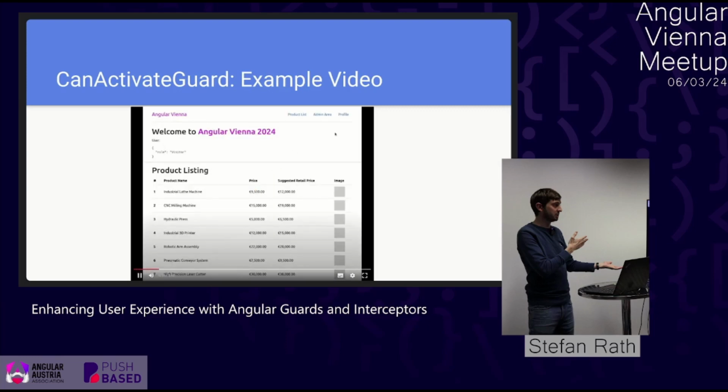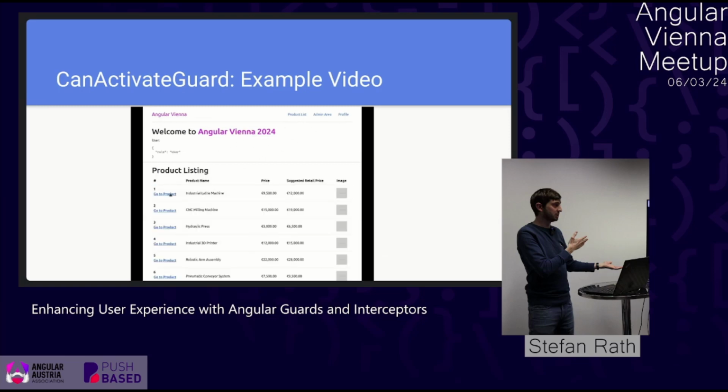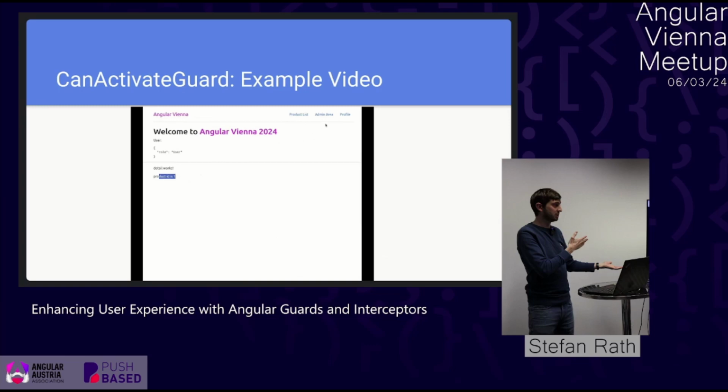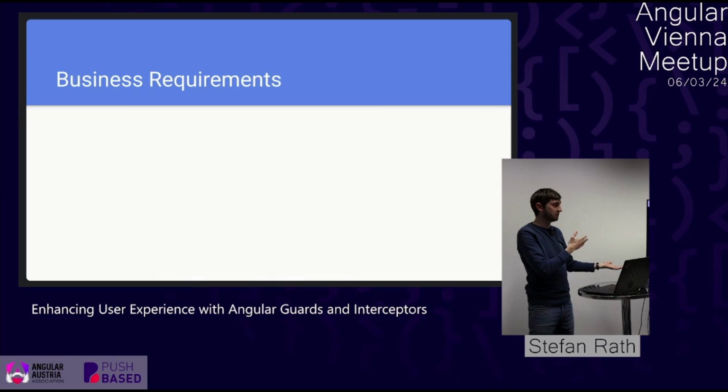Okay, it is working, so I go to profile, I click the login button, I'm logged in, I go to the product, and I see product ID is 1, great. Then I go to the logout, and then I see nothing. This is pretty much what we expect, but now there is a business requirement.